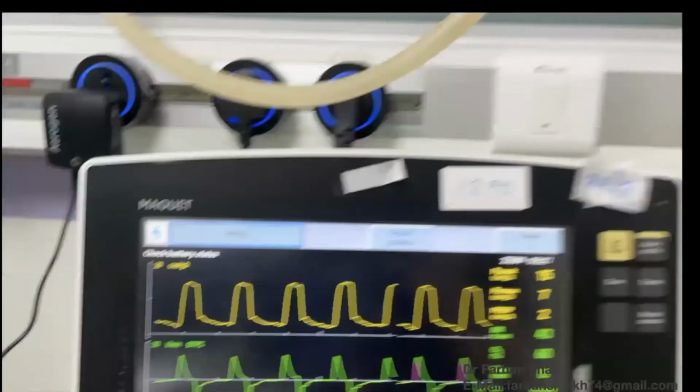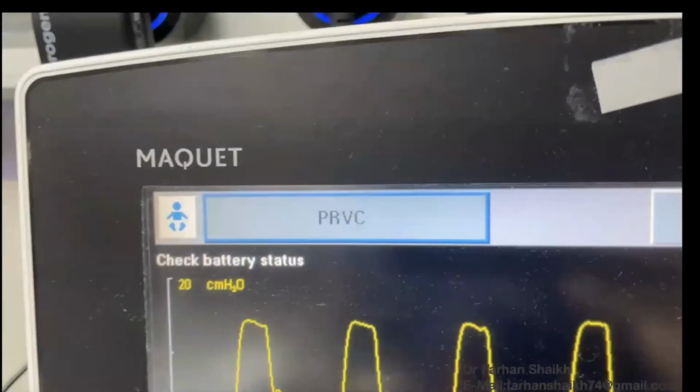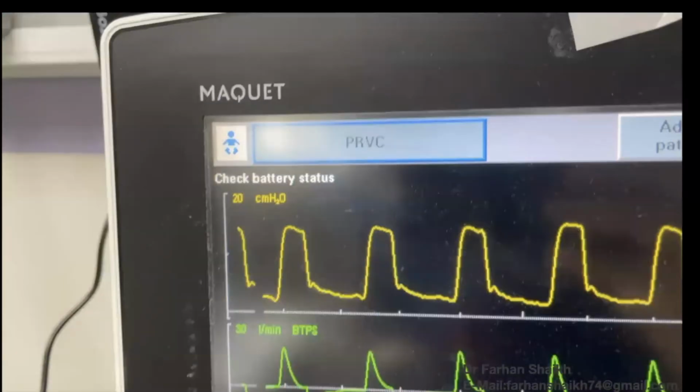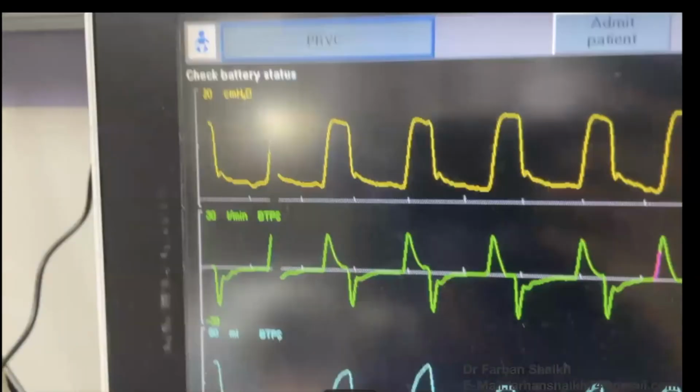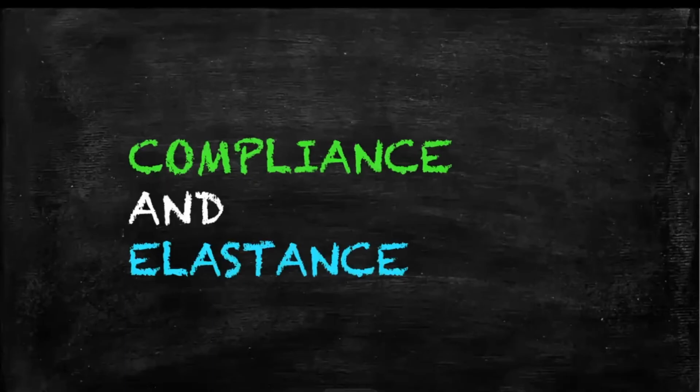And we can see there is no asynchrony also. All the waves are fine and there is no asynchrony. So that's the advantage of identifying the problem of dead space and removing it. Coming to the next part of my talk, that is compliance and resistance.